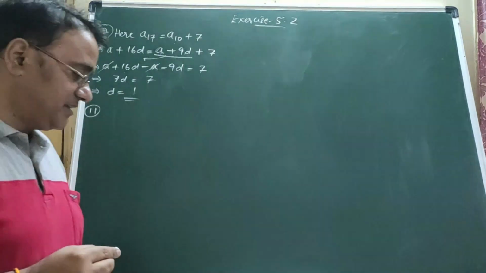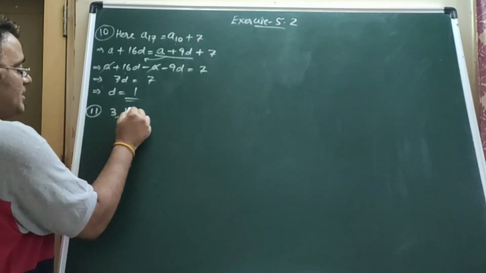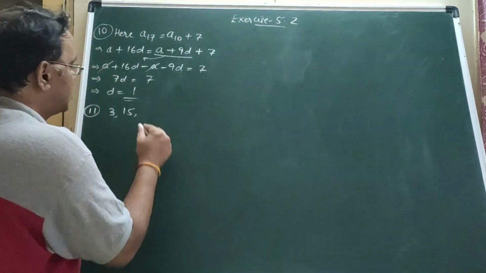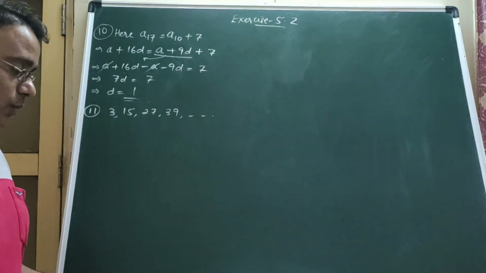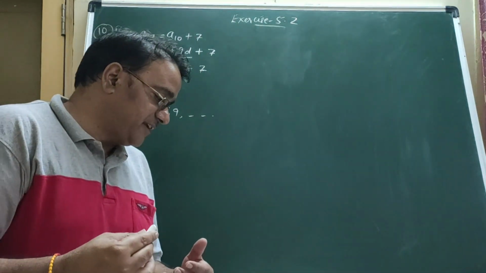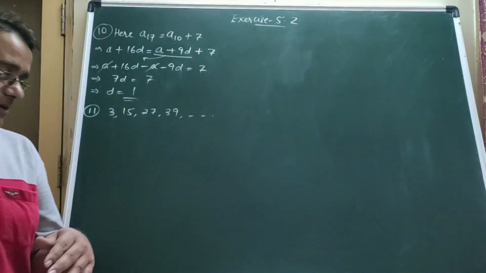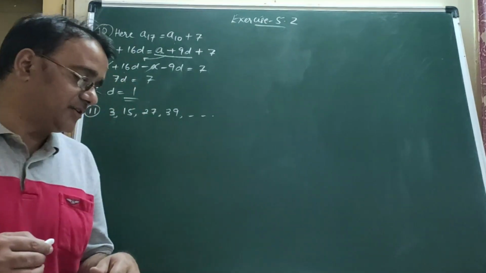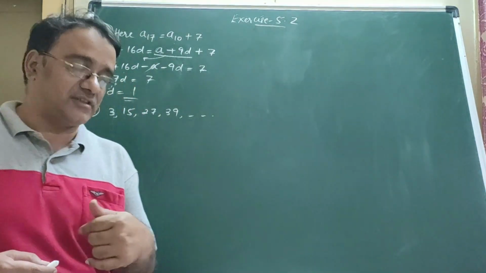Now 11th question. This is very important question. Which term of the AP 3, 15, 27, 39, so on will be 132 more than its 54th term. Okay, 54th term से 132 ज्यादा है. Will be 132 more than its 54th term.